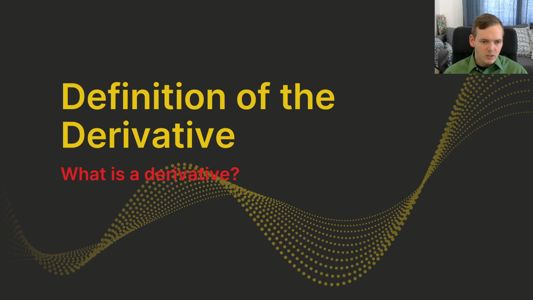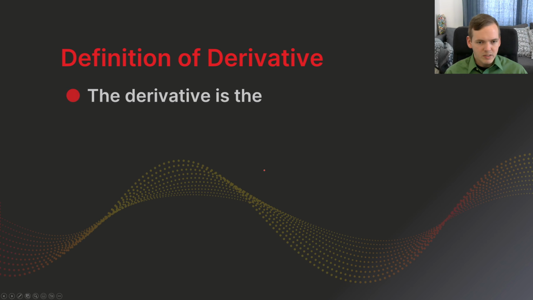This video is going to look at the definition of the derivative, so we're going to focus on that and hopefully get a good feel for what a derivative is and how it relates to rates of change. So going forward, the definition of the derivative is that it is the instantaneous rate of change.